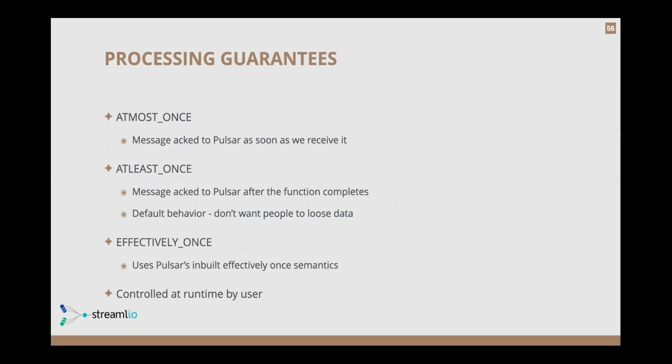So then Pulsar Functions, you can also request certain processing guarantees, which is also true in general across all Pulsar, but you can say at most once. So the message is acked as soon as you get the message, whether you process it or not, you acknowledge it. Whether you succeed or fail, that's the scenario. You can say at least once, so it's ack on a successful completion.